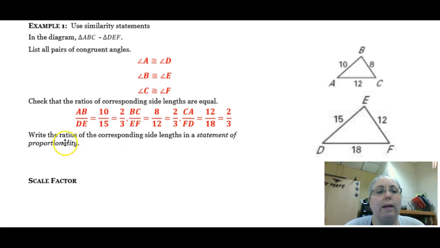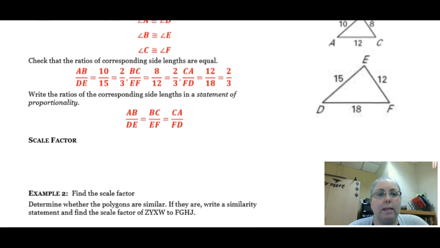So then I want to write my corresponding side lengths in a statement of proportionality. And a statement of proportionality simply means that you are showing that the proportion of the sides are all equal.